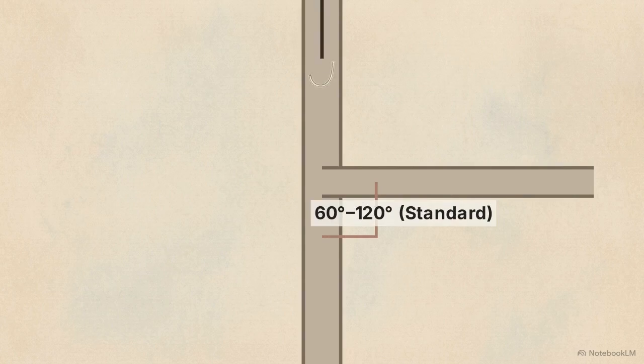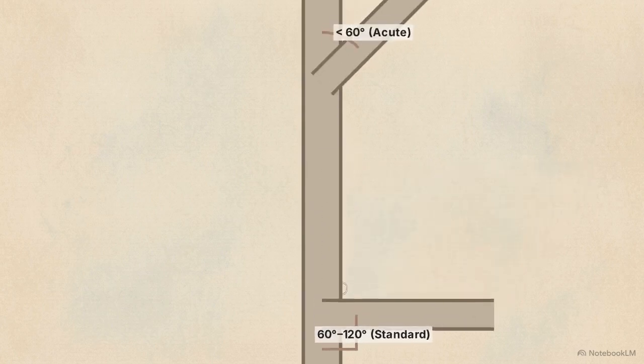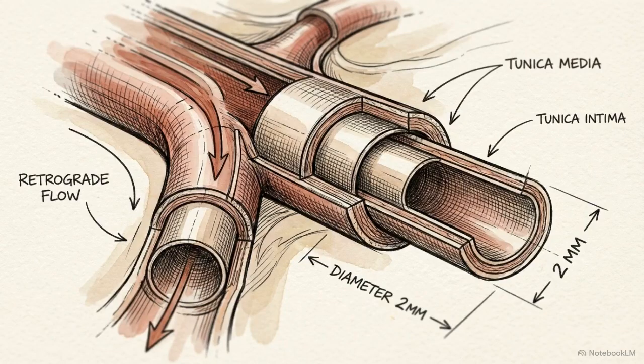The second category covers standard angles between 60 and 120 degrees, typical of the renal arteries. These require a standard curved catheter to cleanly align with the lateral entry path. The most extreme geometric challenge is the obtuse angle.